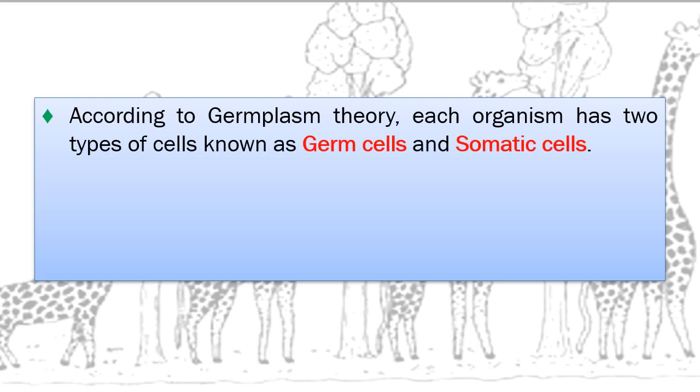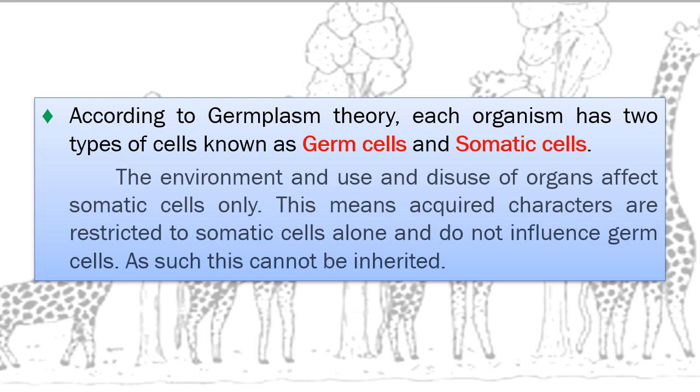According to germplasm theory, each organism has two types of cells, known as germ cells and somatic cells. The environment and use and disuse of organs affect somatic cells only. This means acquired characters are restricted to the somatic cells alone and do not influence germ cells. As such, they cannot be inherited.